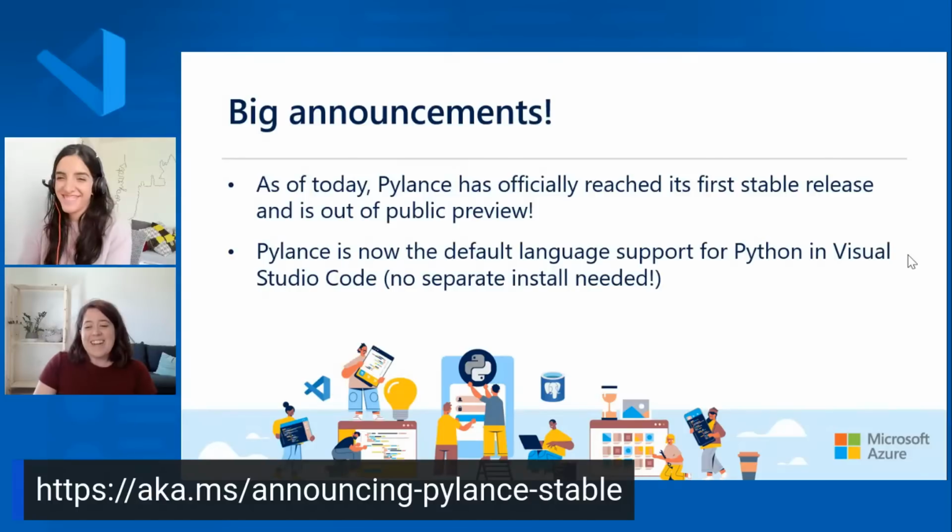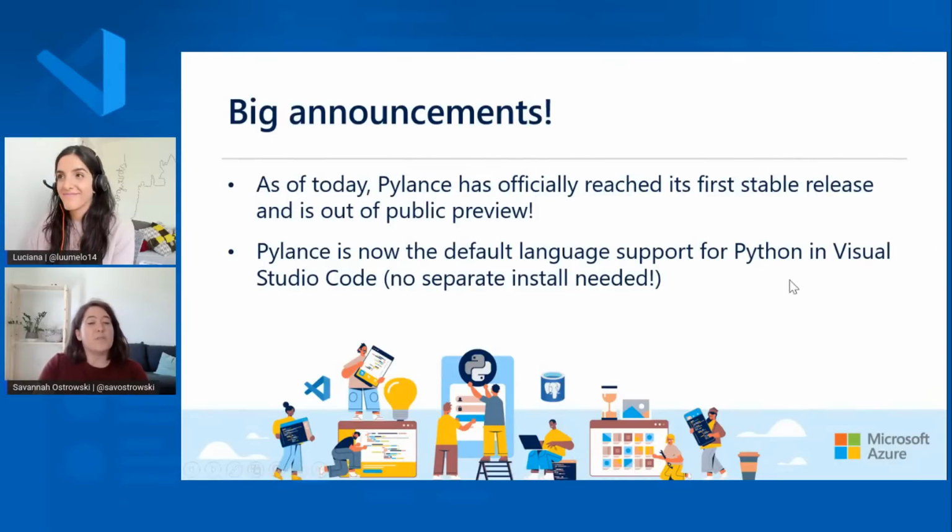And so I would just like to thank all of our users for providing that feedback. Very exciting. In that same vein, earlier this week, we announced that the Python extension's default language support is now powered by Pylance, providing what we believe is the most performant and user-friendly Python editing experience for Visual Studio Code ever. So this means that Pylance now comes right out of the box with the core Python extension, and no separate install is needed.